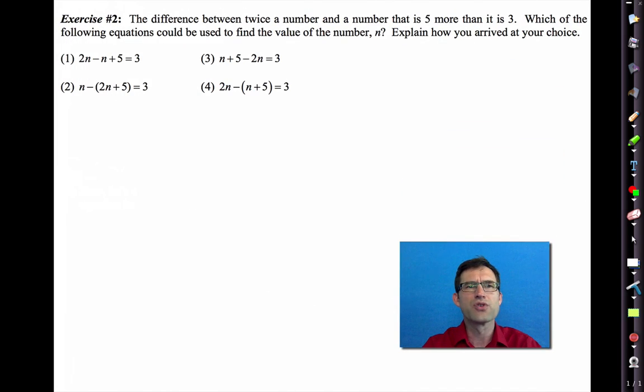All right, nice multiple choice problem. The difference between twice a number and a number that is 5 more than it is 3. Which of the following equations could be used to find the value of the number n? Explain how you arrived at your choice. So what I'd like you to do is pause the video right now and see if you can figure out which of the 4 multiple choice answers is the correct one and how you went about thinking about it.